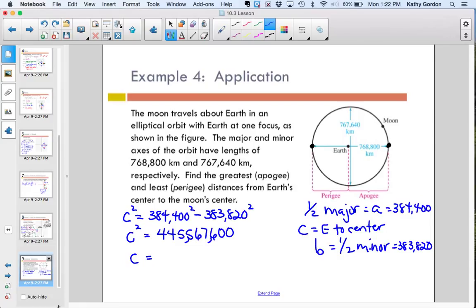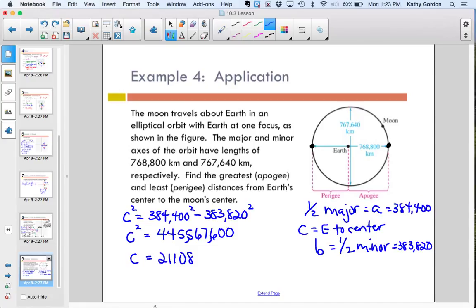C is 21,108.47. So yeah, we'll just leave it. I mean, we're talking this big of numbers. Another half kilometer is just not going to make that much difference. Okay.